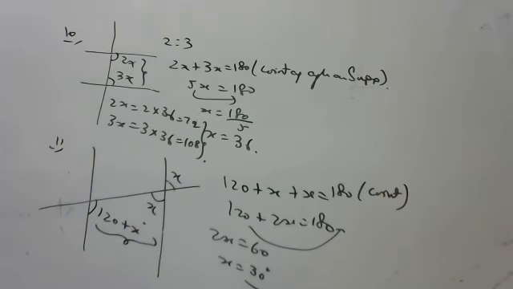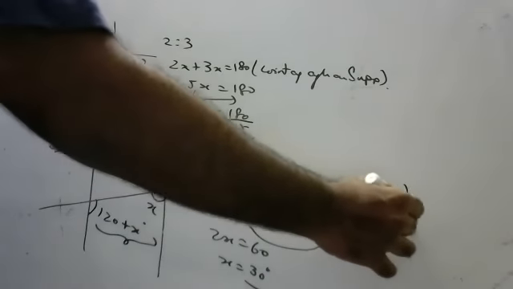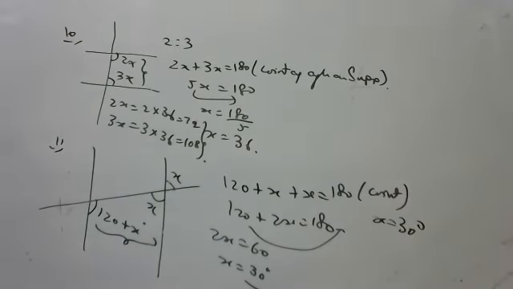So x is equal to how much, children? 30 degrees, children. x is 30 degrees. That's it. Very easy sum. Only logic. Next one, children.